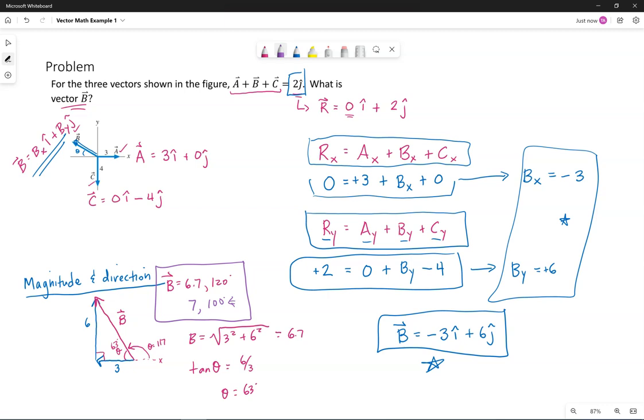So this is one example of a vector problem. Again, this one isn't representing distance or position or velocity. They don't assign any units to it, but that's okay. This is how we work with anything that is a vector.